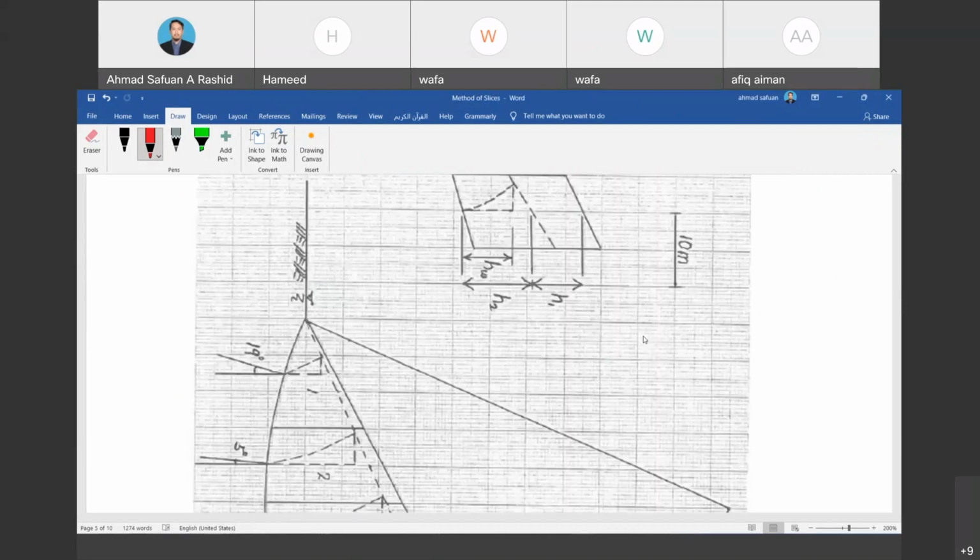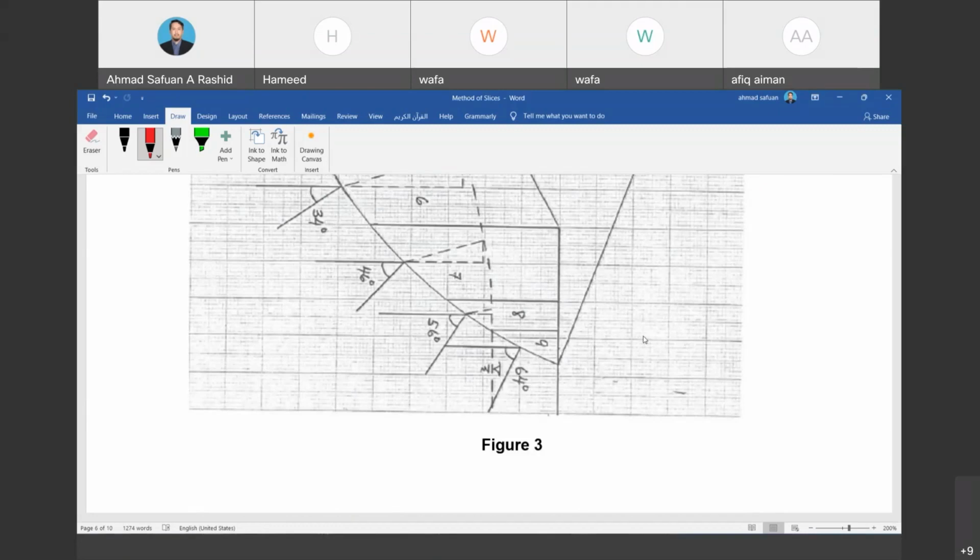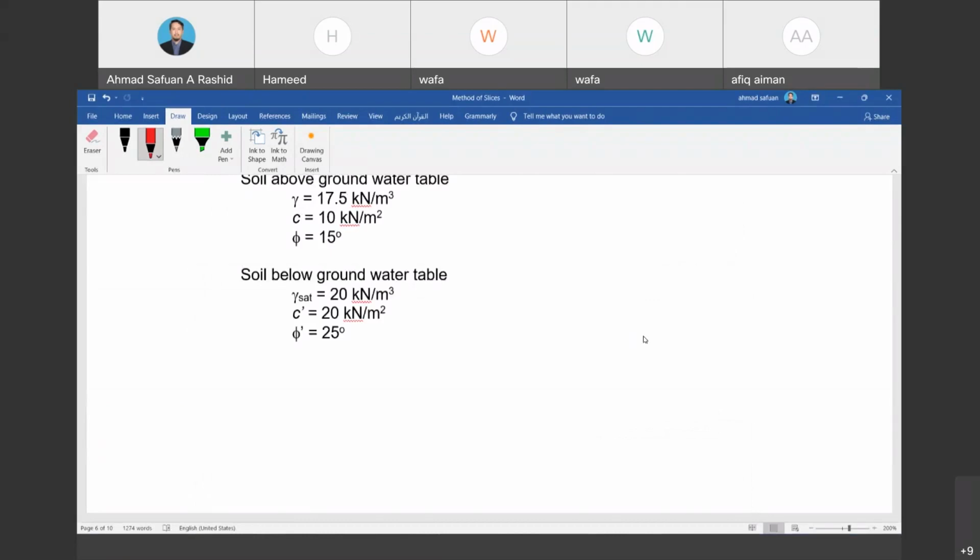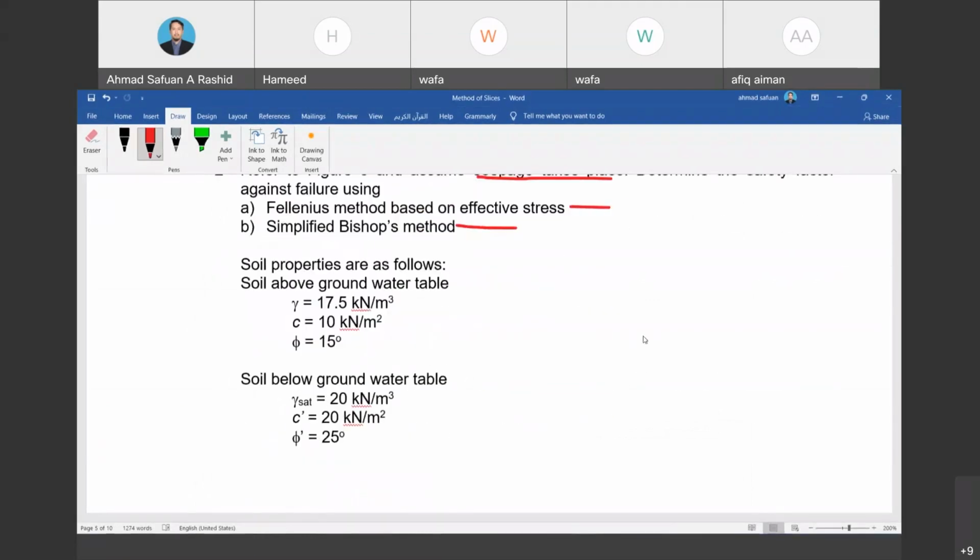So when we look at this example, the slope only covers one type of soil. However, due to the groundwater table, there is a slight change in soil properties, especially in three parameters, which are the unit weight, C, and also phi. For example, for the soil above the groundwater table, the values are 17.5, 10, and 15, while for the soil below the groundwater table, the value is 20 for saturated unit weight, 20 for C, and 25 for phi.